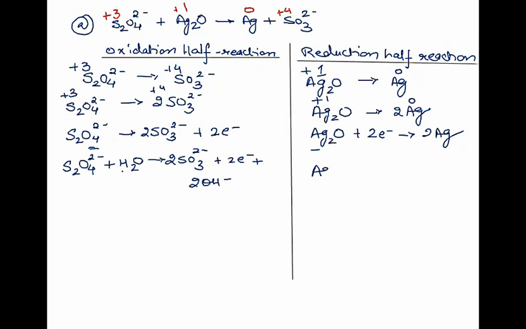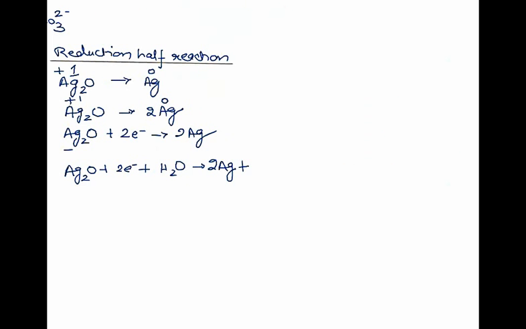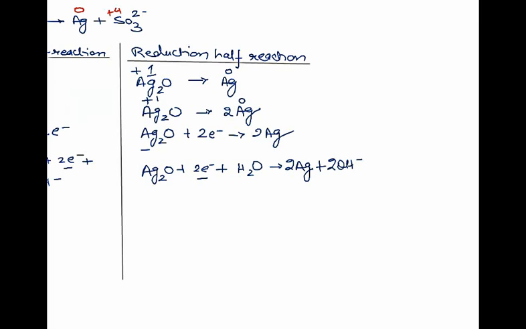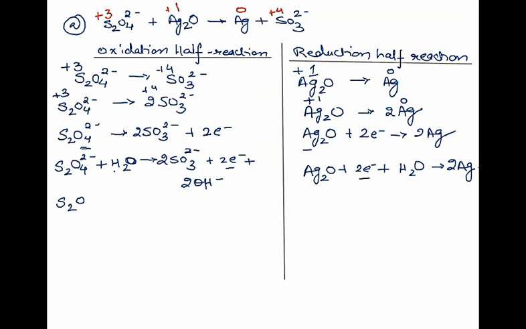Now let's balance the oxygen atoms in the reduction half. It would be Ag2O plus 2 electrons. You need to add a water molecule to the side which has the excess of hydrogen, so we add H2O. Now, 2 silver plus, you need to add 2 OH-. In the next step we need to balance the charges, that is, the number of electrons lost should be equal to the number of electrons gained. Getting my point?